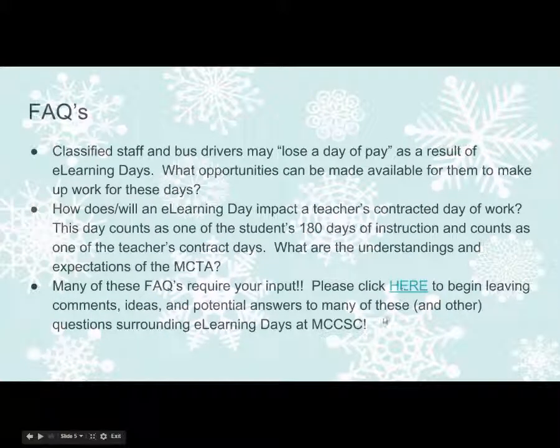Additional questions: we need to keep in mind that classified staff and bus drivers may lose a day of pay as a result of conducting an e-learning day. So what opportunities can we provide for them to make up any hours that they missed, that they certainly count on, like you and I, as being included within their paychecks?